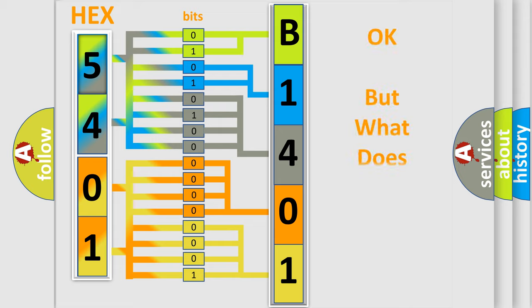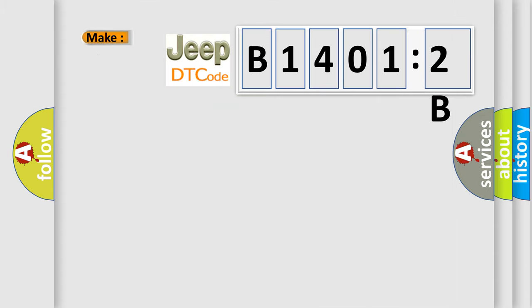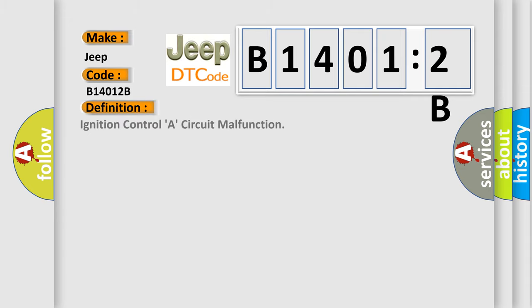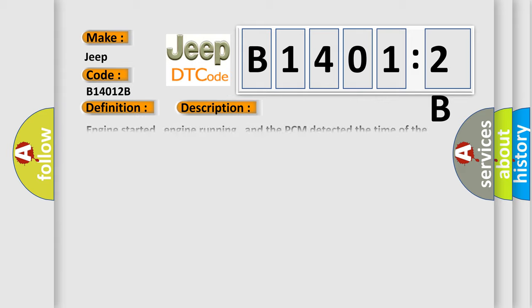The number itself does not make sense to us if we cannot assign information about what it actually expresses. So, what does the Diagnostic Trouble Code B1401-2B interpret specifically for Jeep car manufacturers? The basic definition is ignition control A circuit malfunction. And now this is a short description of this DTC code.